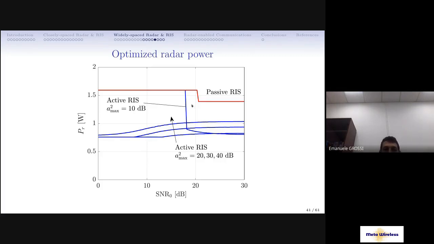If instead the maximum amplification gain is 20 to 40 dBs, we can see that the average radar power is something like 0.8 to 0.9 watts. Interestingly, as the SNR knot increases, the power is slightly moved from the RIS towards the radar side. And the subsequent figure will give us a justification of this behavior, since essentially this is due to the fact that the number of active elements of the RIS is reduced.